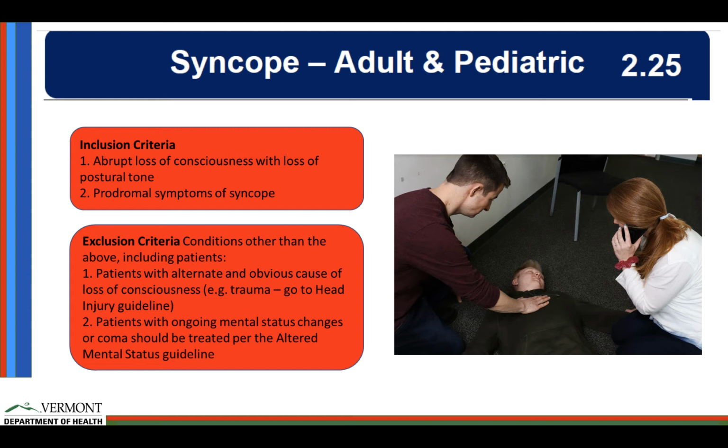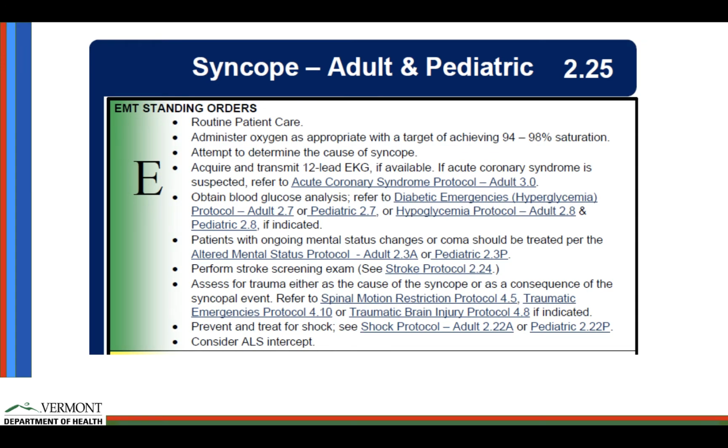Inclusion criteria for syncope include an abrupt loss of consciousness with loss of postural tone or prodromal symptoms of syncope. Exclusion criteria include conditions other than these, including patients with an alternate and obvious loss of consciousness, such as head trauma, or patients with ongoing mental status changes or coma that does not resolve quickly. These patients should be treated per the Altered Mental Status Guideline. Treatment of syncope is broad and should be directed at abnormalities discovered in the physical exam.